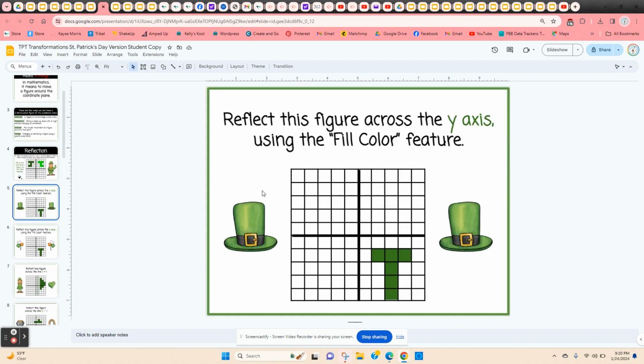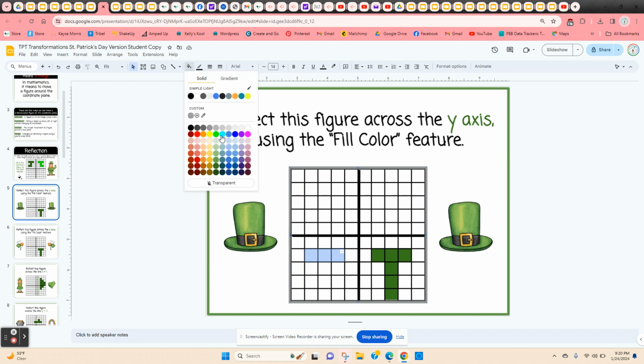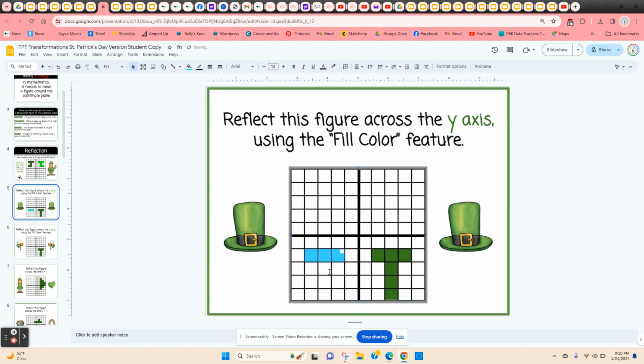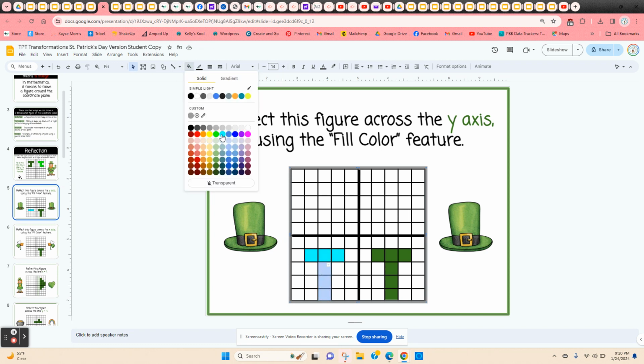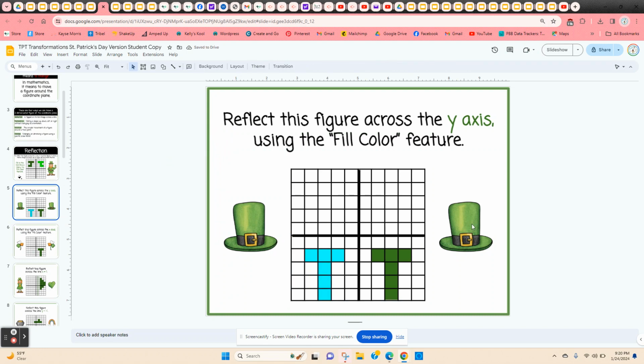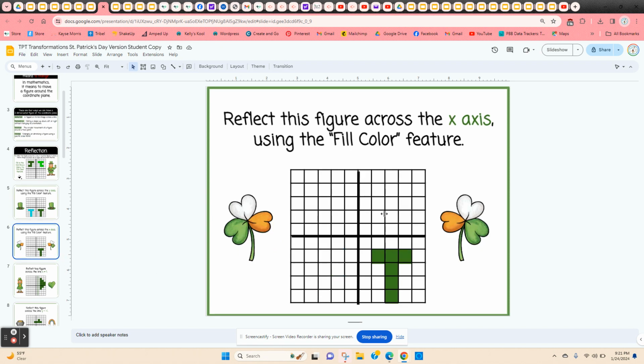The next one is a T shape. This one they're going to reflect also across the y-axis. And again, they click and hold in the squares they want to color in. Choose their color. And then here we have a reflection across the y-axis. Now the next one's the same shape, but this time they're going to reflect across the x-axis, so it's going to look a little bit different. And they want to make sure it's a mirror image.